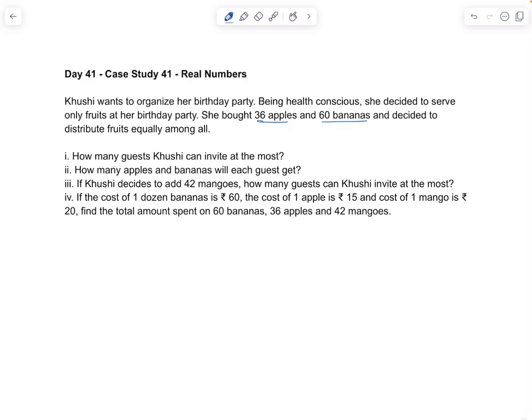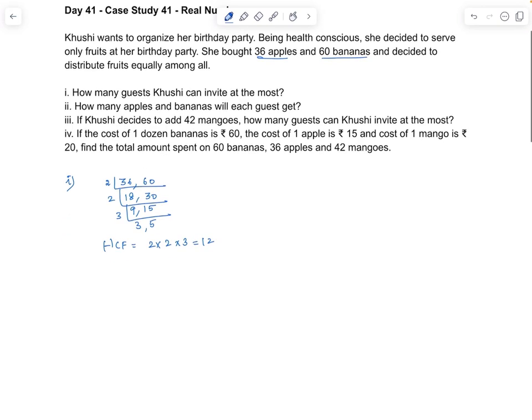Question 1. How many guests Khushi can invite at the most? So that depends upon how many apples and bananas are there to be shared. So let's get the HCF of these two numbers. HCF is 2 into 2 into 3, that is 12. So she can invite 12 guests.